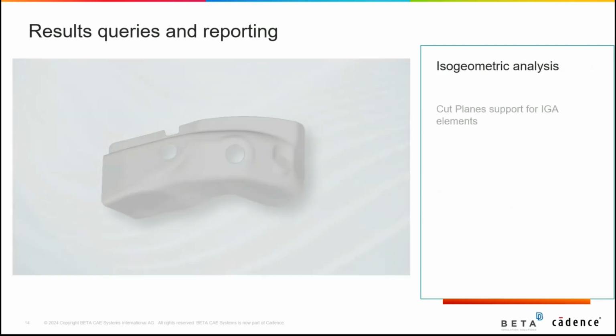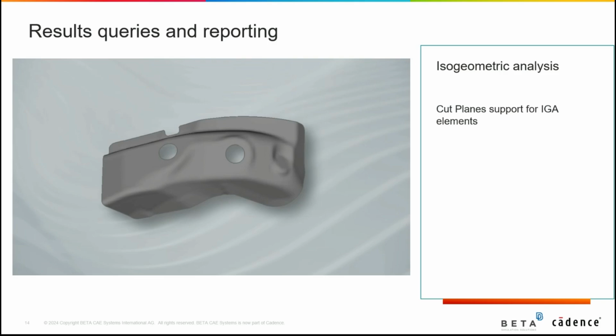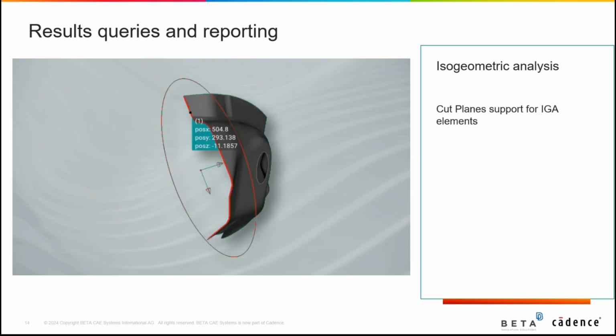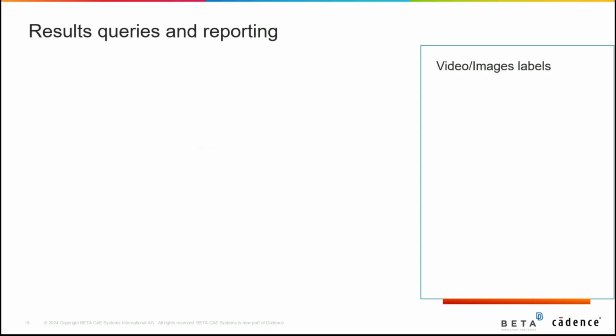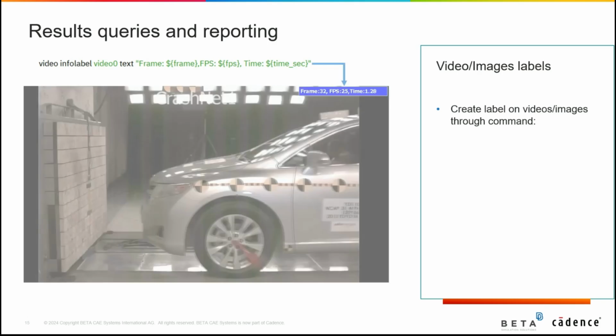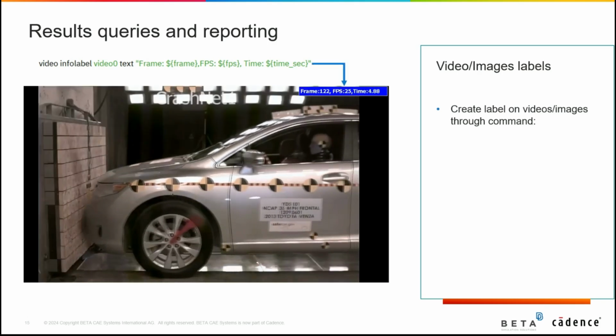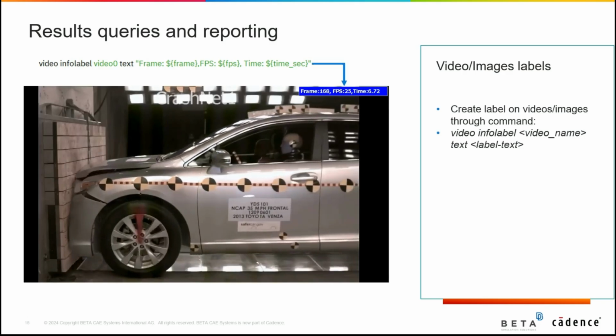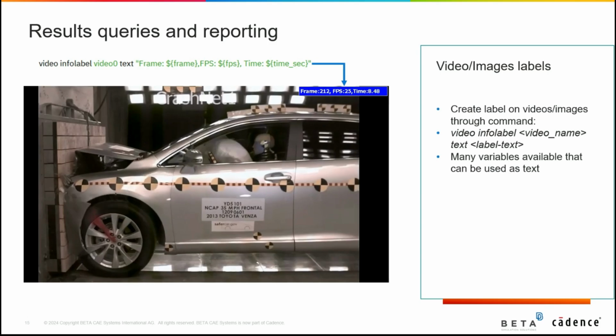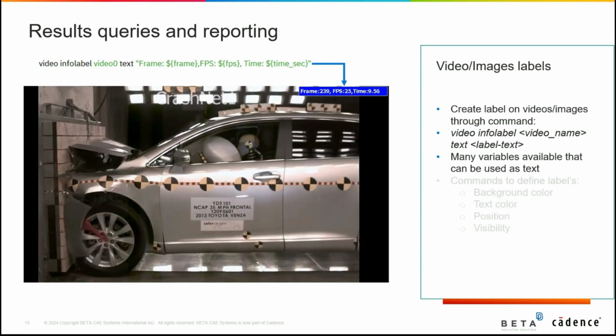For isogeometric analysis, there has been an improvement. Cut planes are now supported for IGA elements. For imported images or videos in Meta, a new command is now available that creates a label. The command syntax is the following. Many variables are available that can be used as text. In addition, new commands are developed allowing to define labels' background color, text color, position, and visibility.